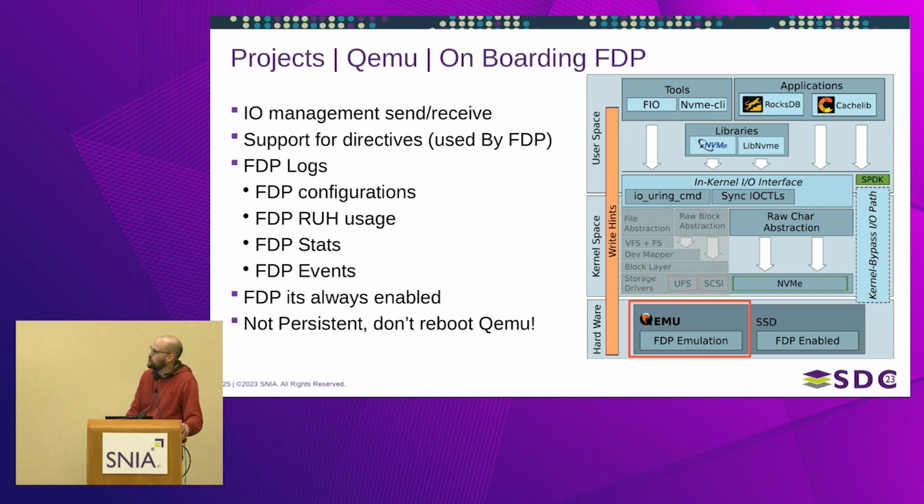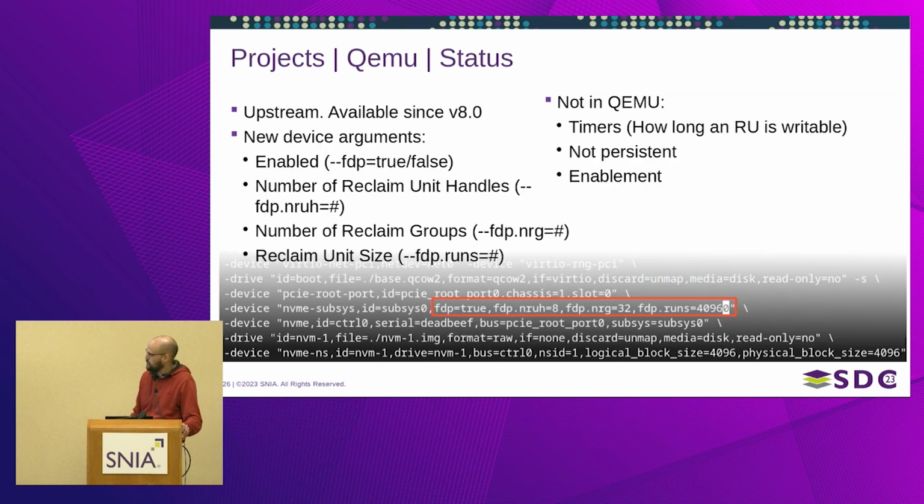The implementation in QEMU is not persistent. Okay, so maybe I talk about it here better. There's a list of what is not there. So this is available in version 8 of QEMU. And I have a little example here of how you can use it. You need to attach it to a subsystem, and then you just need to say, yes, I want FTP, so FTP true. These are the number of reclaim unit handles. This is the number of reclaim groups, and this is the size of my reclaim unit size. And that's it.